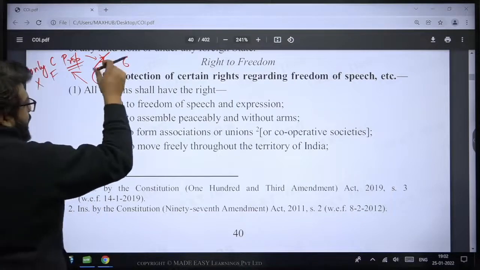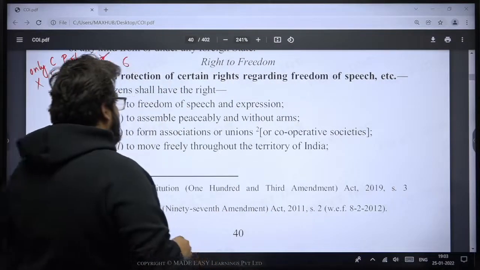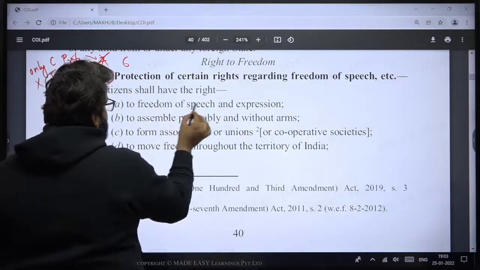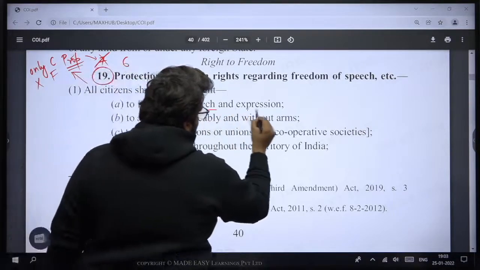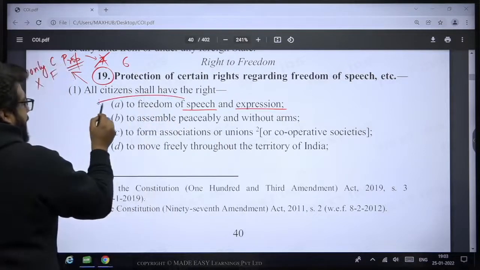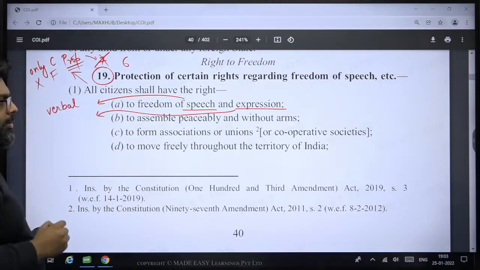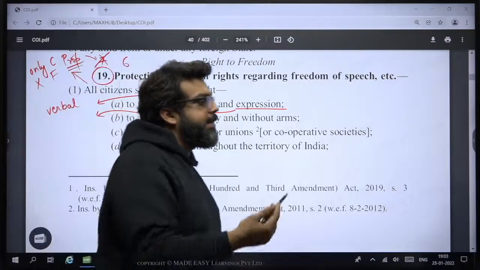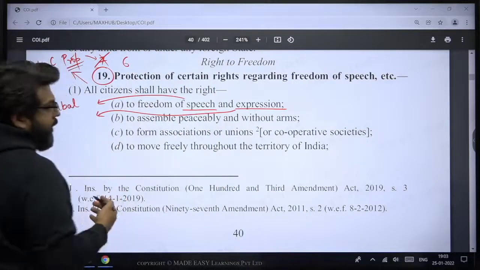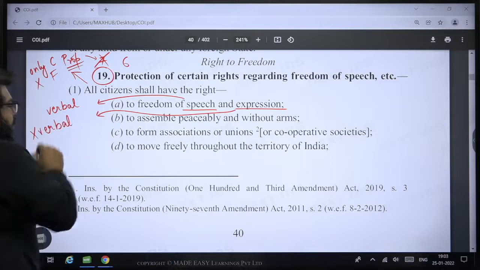Now, so we have about 6 rights. Let's understand what they are. We'll understand the implications of it, and then of course we'll do the analysis of things like those. So article 19 clause 1, all citizens shall have the right to, first, the right to freedom of speech and expression. Now we must understand there are a few meanings here. Speech is anything verbal, and expression means 2 things: expression of oneself and expression about oneself, and both of these are largely non-verbal in nature.